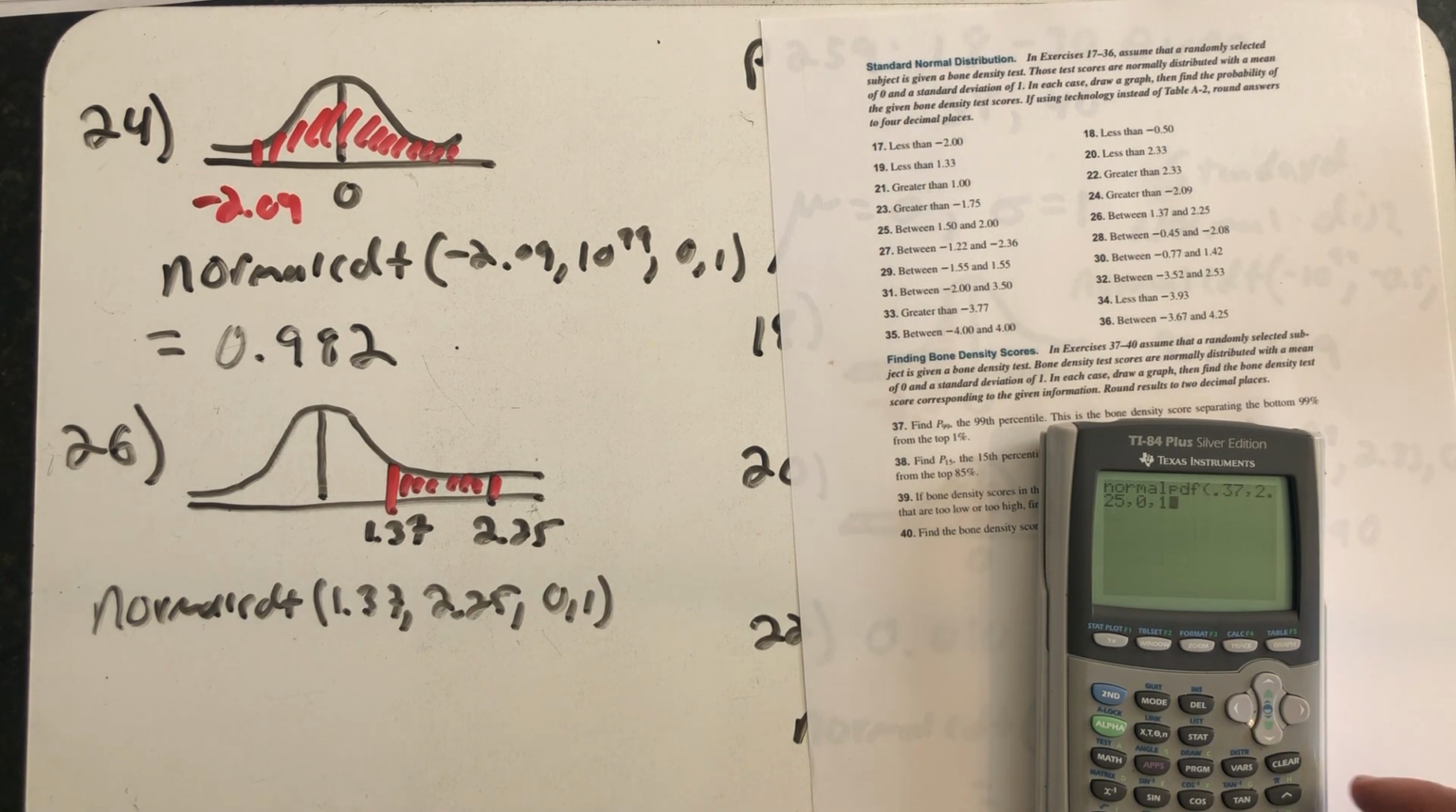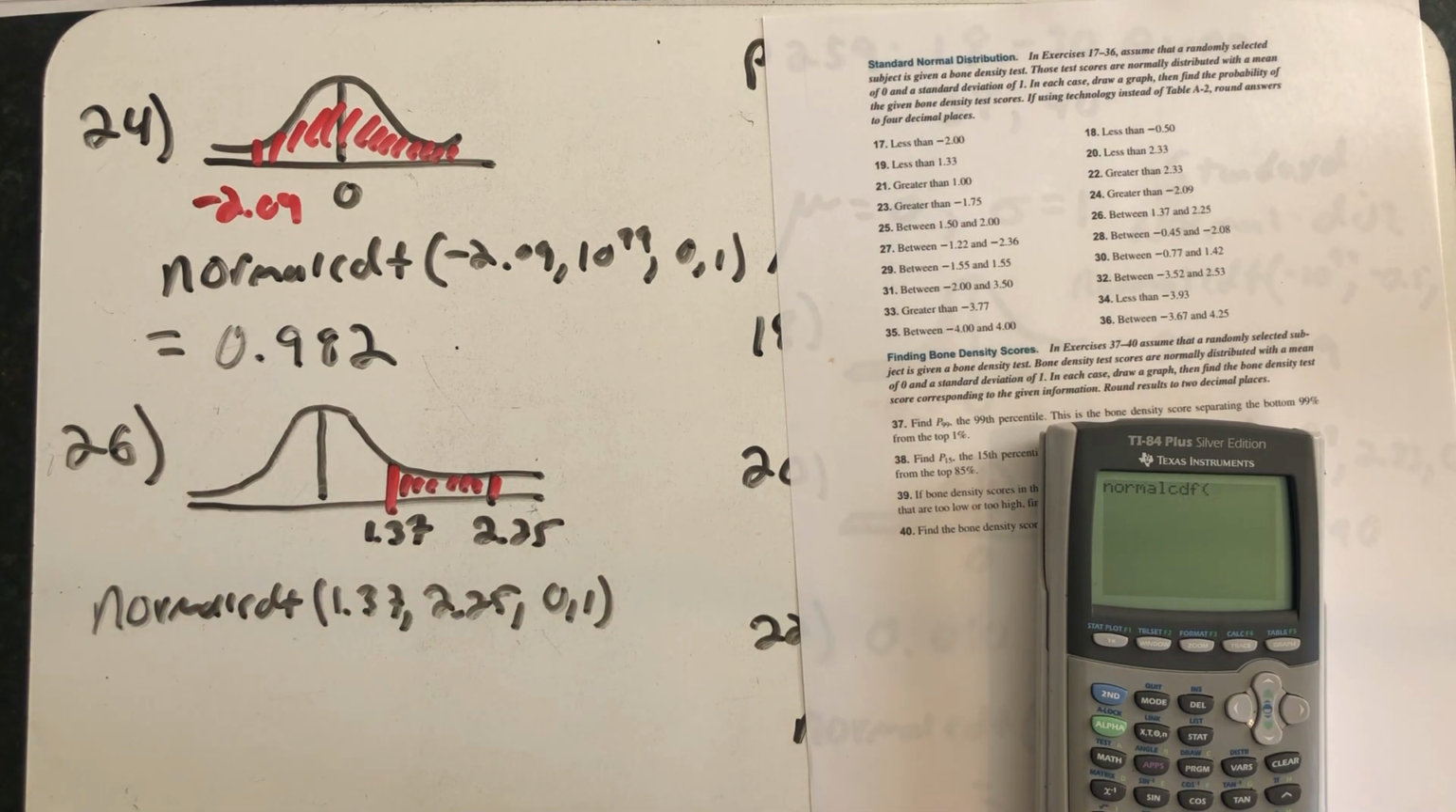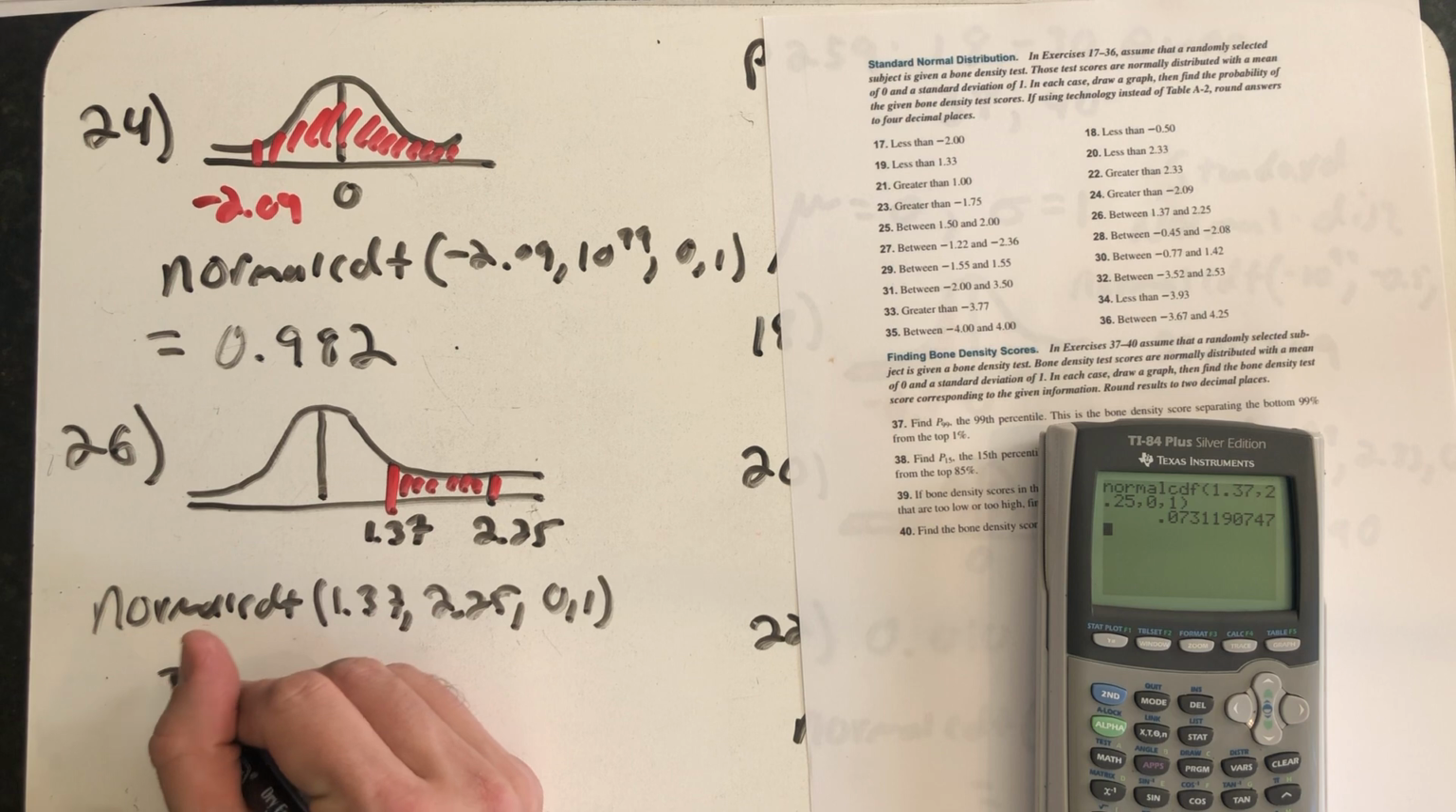And I must have typed something wrong. Well, let's see what it was. I hit the wrong button there. Normal CDF, not normal PDF. I'm not going to be using normal PDF at all. 1.37, comma 2.25, comma the mean, comma the standard deviation. Now we have it.